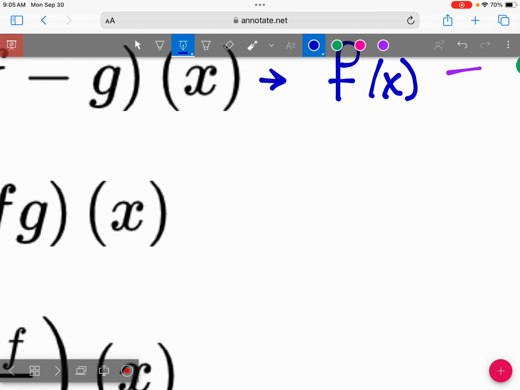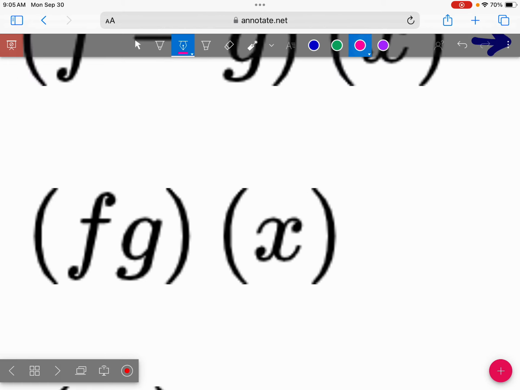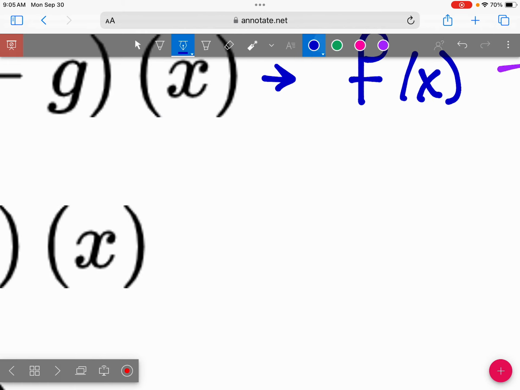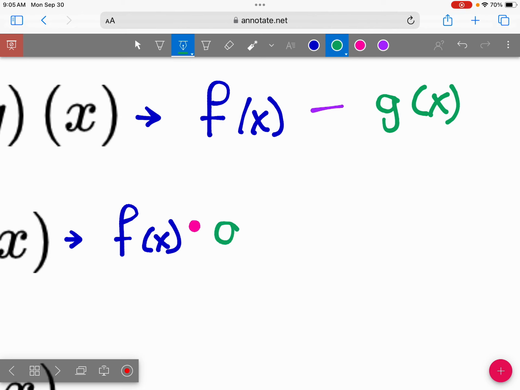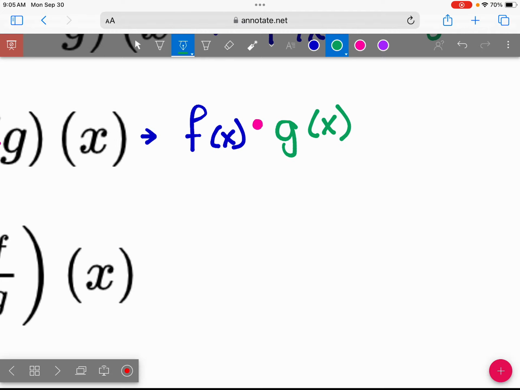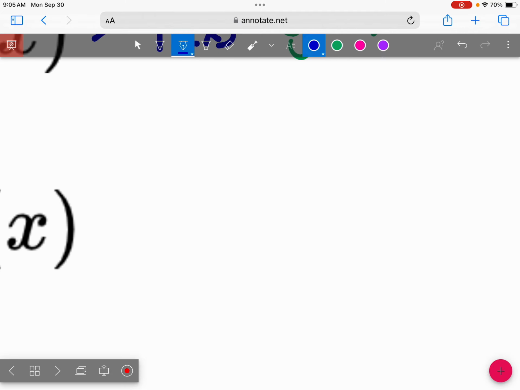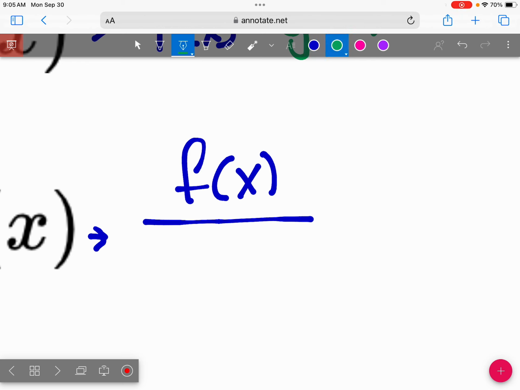Similarly, if I have f times g of x, when they're smashed together, remember that means they're being multiplied. I wonder what we're going to do with our f of x and our g of x. Multiply them. So our f of x times our g of x. And when we have division, f over g of x, we're going to have f of x and divide it by g of x.